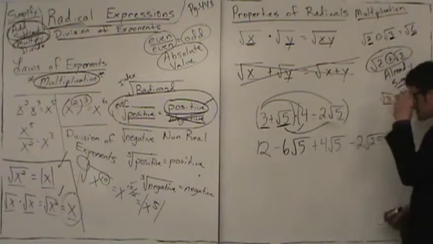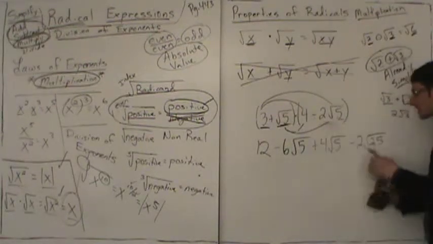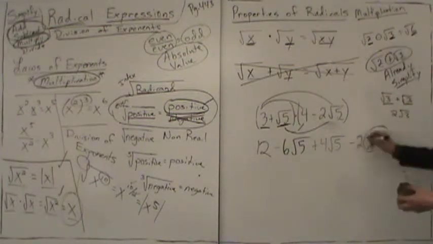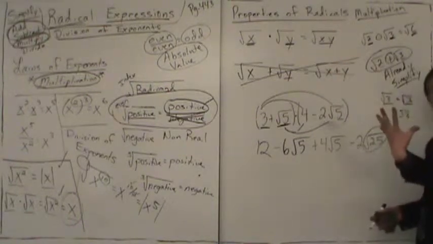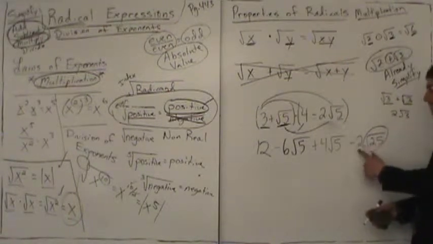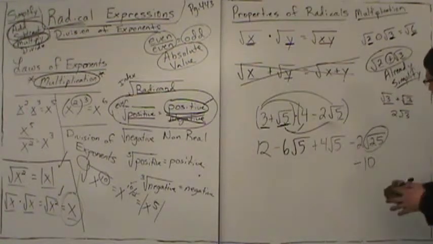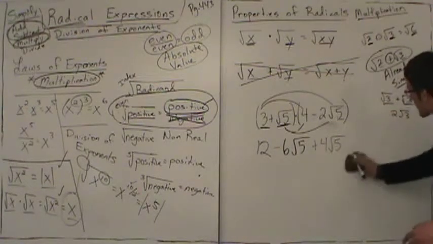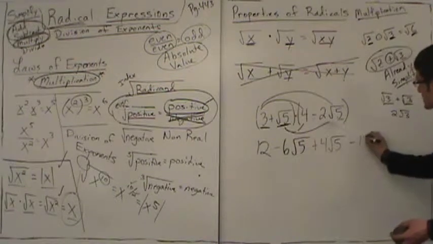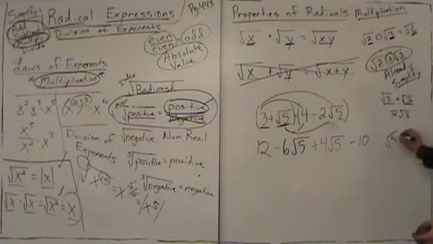So rather, think in these terms. What is root of 5 times root of 5? Or I should say, what is the root of 25? The root of 25 is just 5. So you can take the 5 and multiply by what? Take the 5, multiply by the 2, and get 10. So this is minus 10. So you do not have to write 2 root 25. You can just write what? Minus 10.